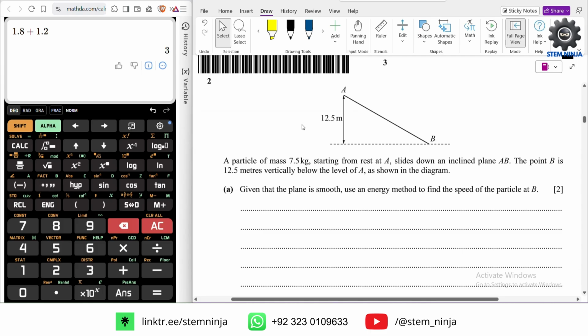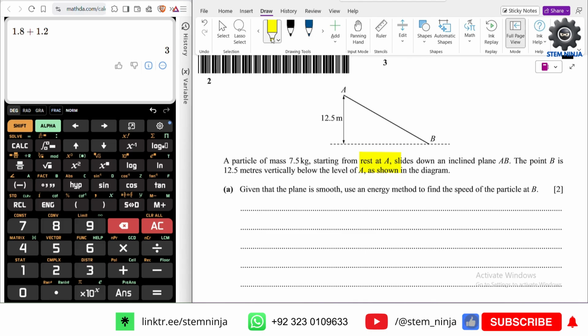Question number 2. A particle of mass 7.5 kg starting from rest at A slides down an inclined plane AB. The point B is 12.5 meters vertically below the level of A as shown in the diagram. Given that the plane is smooth, use an energy method to find the speed of the particle at B. Okay, so smooth means no friction. That means no work done against friction. And it's starting from rest, so that means u is 0.